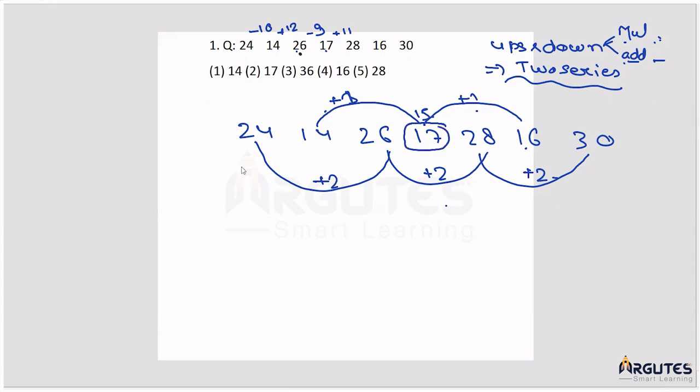The 17 is our wrong number, because in the alternate series we see that 24, 26, 28 and 30 is correct. So there might be something wrong in 14, 17 and 16. Adding 1 over here we get 15 and adding 1 over here we get 16, so 14 and 16 are also correct. So what is wrong over here? 17 is wrong. So our answer will be 2, that is 17, option 2. I hope this question is clear to you, because in this type of question we generally have to find out which number is wrong.